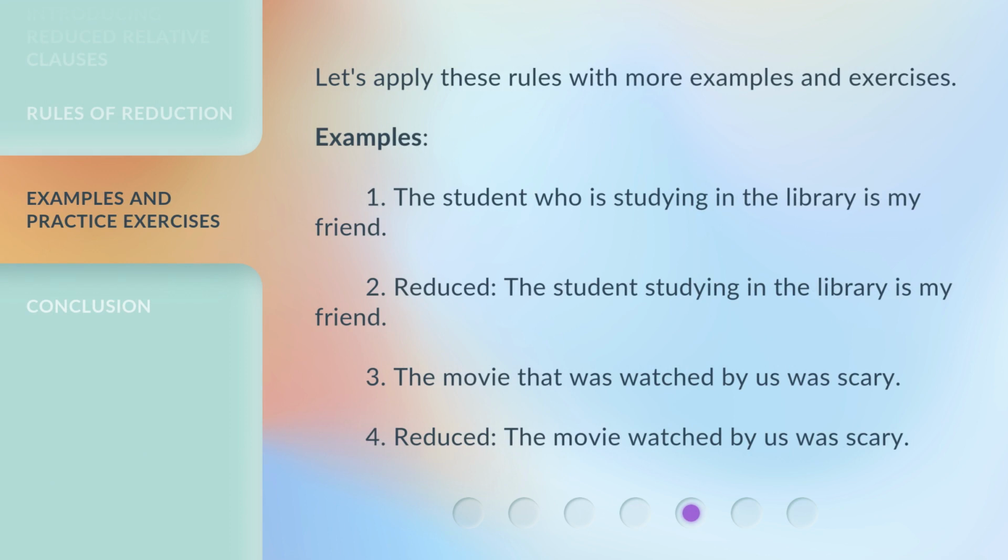Let's apply these rules with more examples and exercises. Examples. 1. The student who is studying in the library is my friend. 2. Reduced. The student studying in the library is my friend. 3. The movie that was watched by us was scary. 4. Reduced. The movie watched by us was scary.